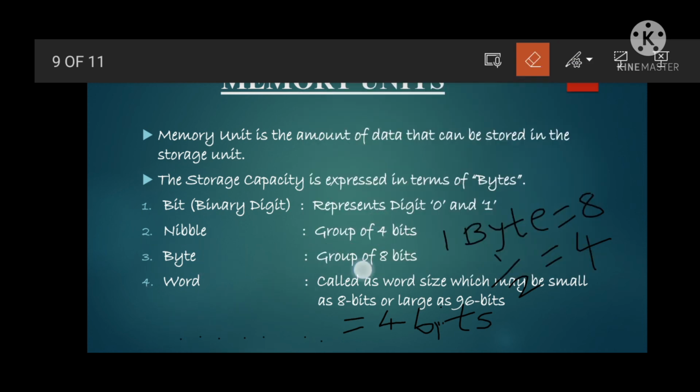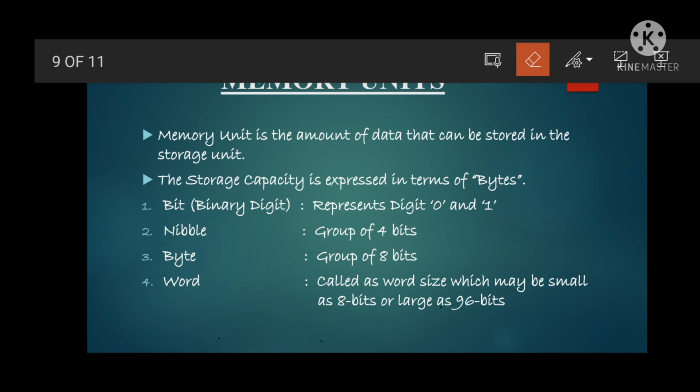And then what else? We have a word. A word is more than 1 byte, and it is called the word size, which may be as small as 8 bits or as large as 96 bits. So this is all about memory units.